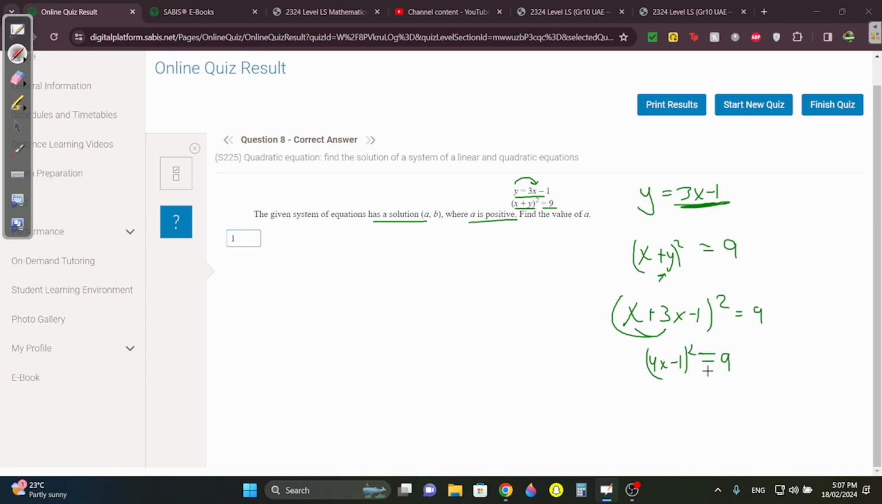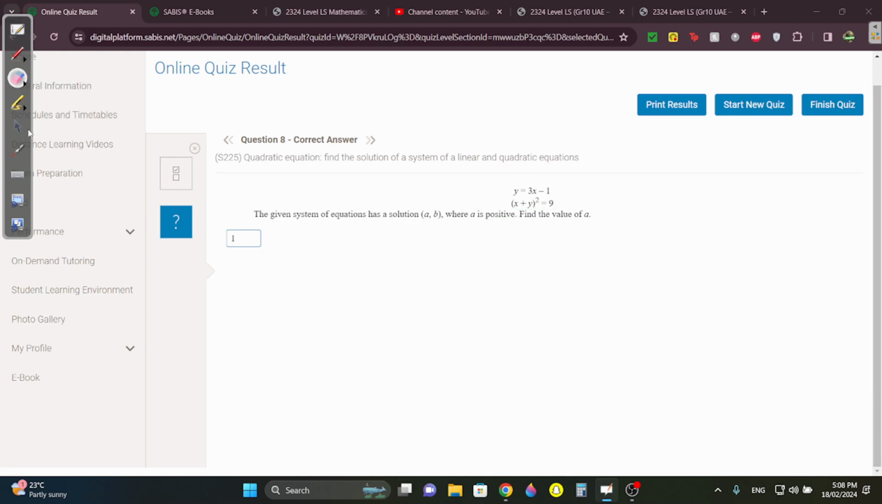We're saying a is positive. Square root both sides. Because square and square root cancel, it becomes 4x minus 1 equals 3, and 4x minus 1 equals minus 3. Okay, take 1 to the other side, you get 4x equals 4, x equals 1. Take minus 1 to the other side, you get 4x equals minus 2, and x equals minus half. And obviously, since a is positive, x equals 1 will be your only solution. Question 9.